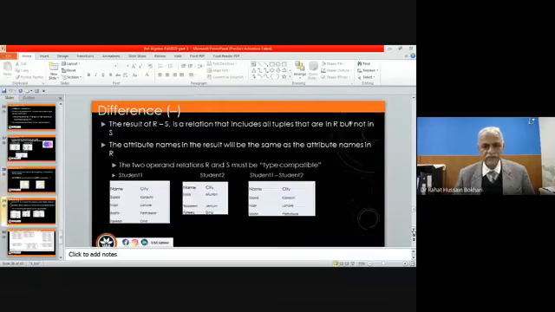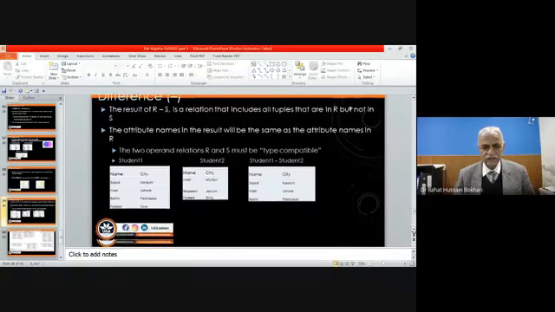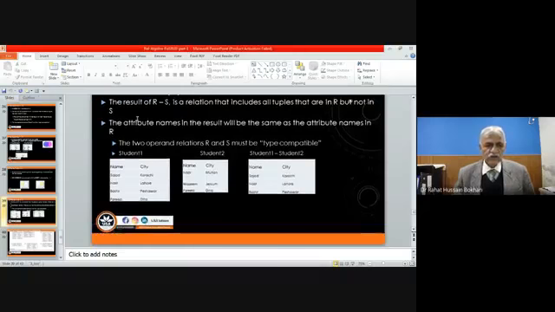Let's get some result from this one. So we have two relations. Let's suppose R minus S is a relation that includes all tuples that are in R but not in S. So this is R minus S. If I say S minus R, तो फिर आप क्या कहेंगे? It is a relation that includes all tuples in S but not in R. तो ये दोनों जो है ना, ये symmetric नहीं हो सकते.